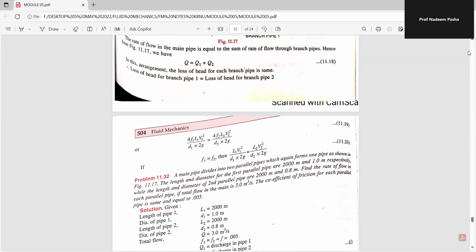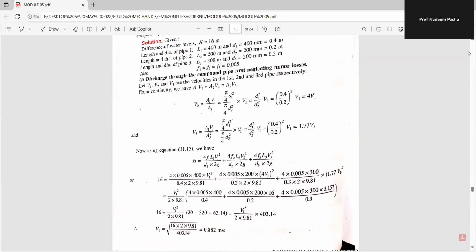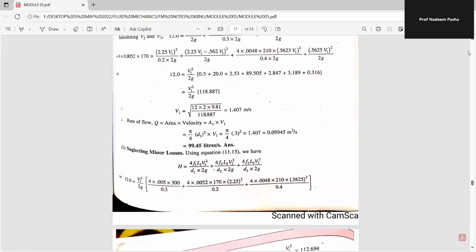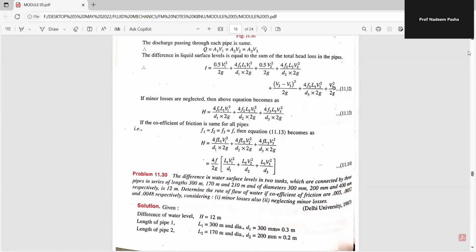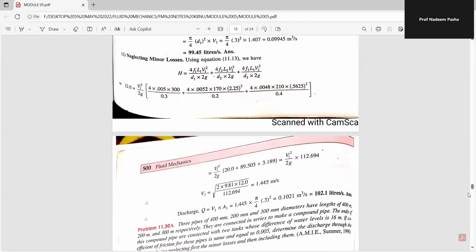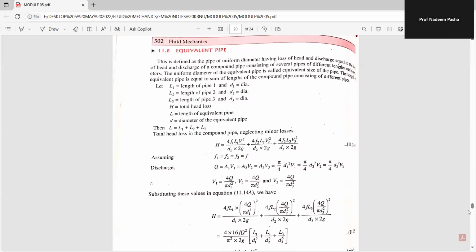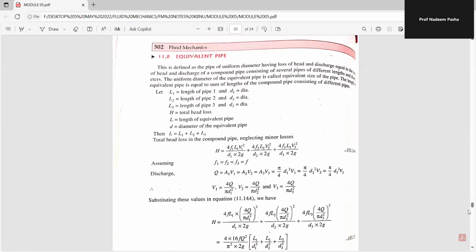In the last class, we have seen pipes in series, or compound pipe. We have seen all these things. So in today's class, we will study equivalent pipe. What do you mean by equivalent pipe and how is it defined?